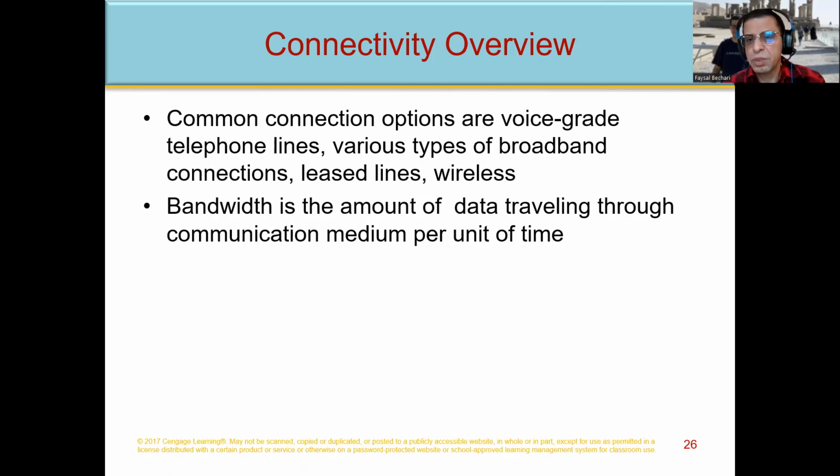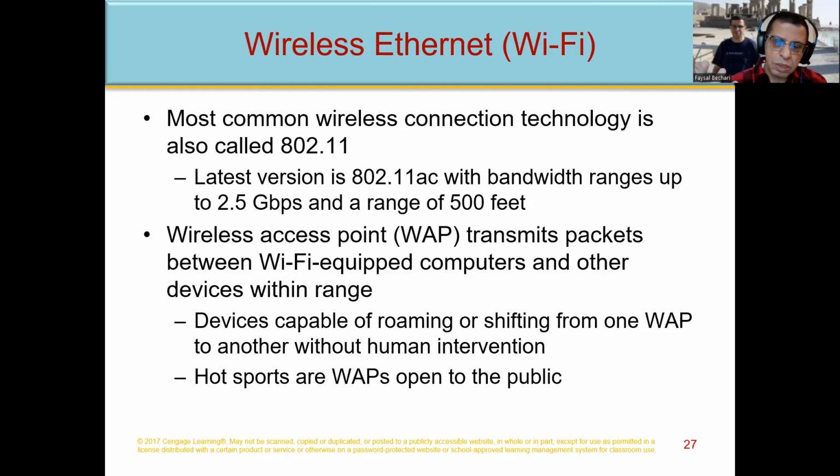Common connection options are a voice-grade telephone line like analog, various types of broadband connections, a leased line, and wireless. You can have all these types of connectivity. And then you have to consider the bandwidth, the download, the upload. Bandwidth is the amount of data traveling through a communication medium per unit of time. We'll explain what happened after the COVID case.